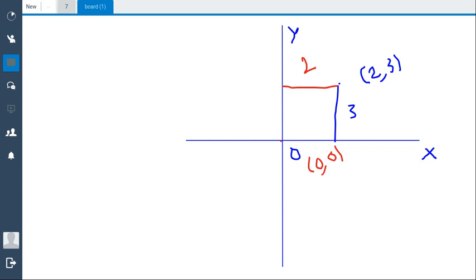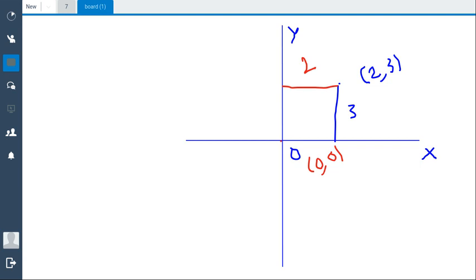The horizontal line is called the x-axis, the vertical line is called the y-axis, and the point of intersection is called the origin, with coordinates (0, 0). If you locate the point (2, 3) on the graph paper, the 2 represents the distance from the point to the y-axis and the 3 represents the distance from the point to the x-axis.